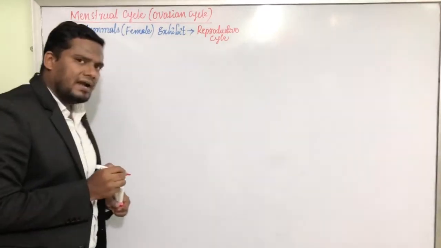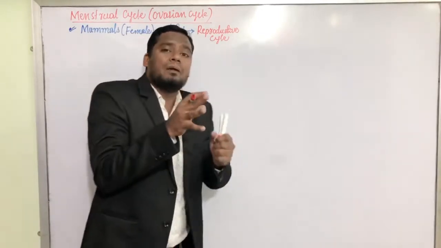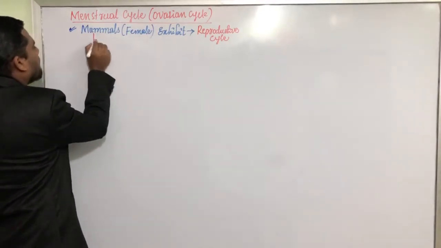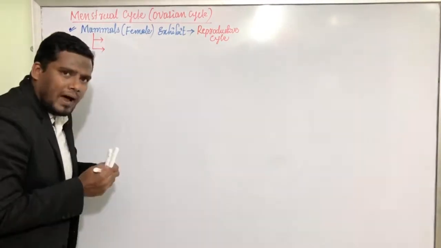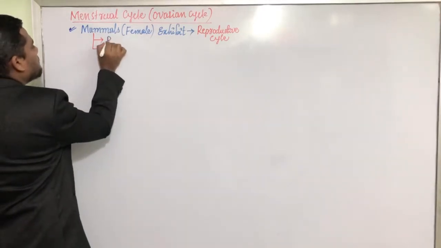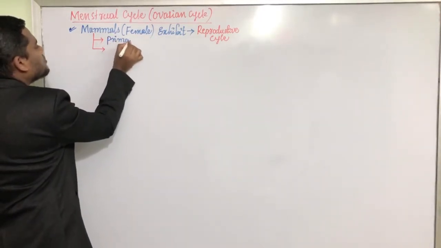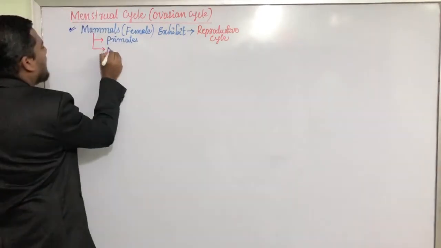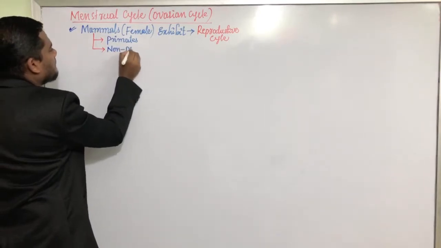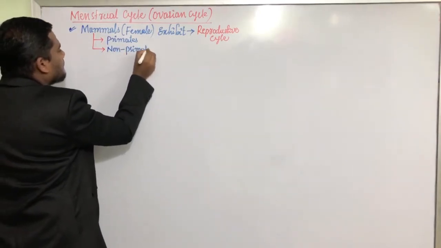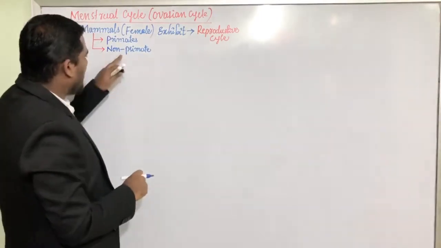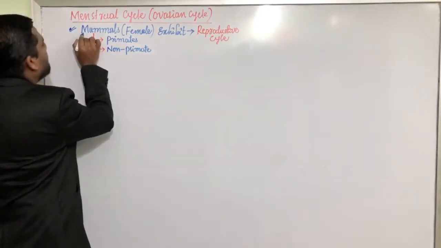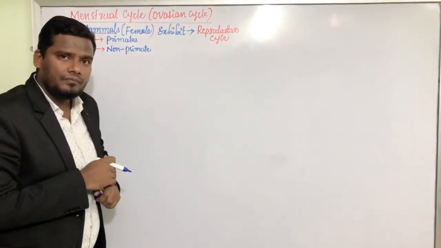Mammals are classified into two different subgroups. What are the two very important groups of mammals? The first group of mammals is primates, and the second group of mammals is non-primates. Primates and non-primates are the two categories of the class Mammalia.